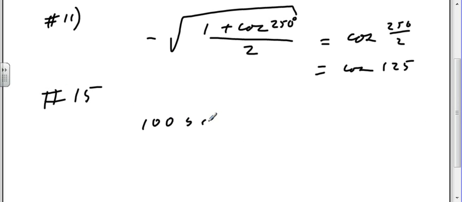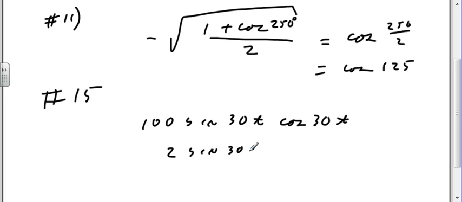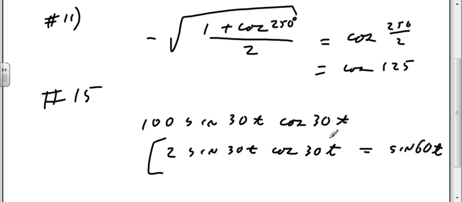100 sine 30t cosine 30t. So this looks sort of like 2 sine 30t cosine 30t is equal to sine 60t. And now it's a matter of what do I need? I need a 50 out there, so I get 100. So I could put a 50 there, and now I would be done.